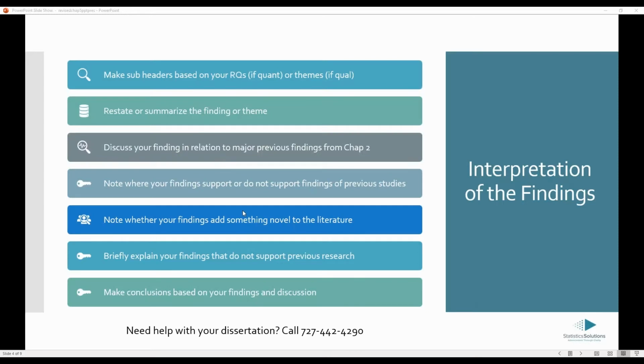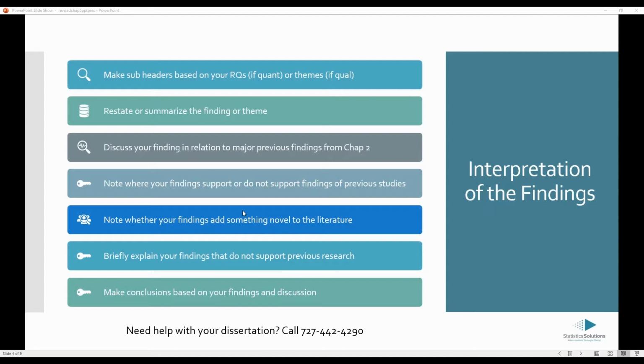The major, or really the heart of the discussion chapter, is usually called something like the interpretation of the findings. And this is where people are unsure about what's required in this section. Basically, the major component here is to see how your findings relate to the major findings of previous studies.